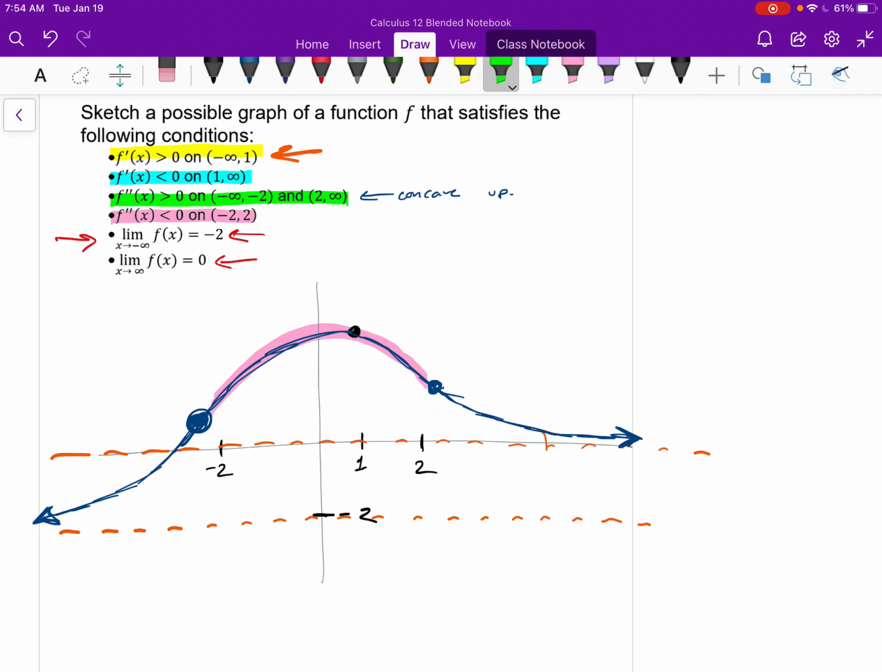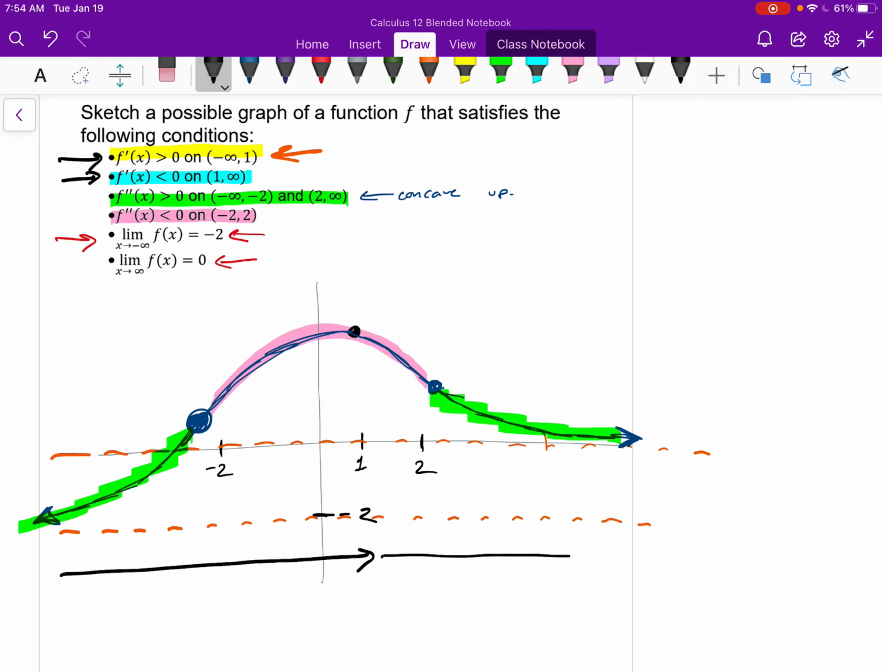It's concave up less than -2. It's concave up greater than +2. But if we look at my very first two constraints, the function is increasing all the way from -infinity up to 1, and it is, and it's decreasing from 1 all the way to infinity. A common mistake is we create extra critical points. And there we go. There's my function. Okay, I'll just label it y equals f of x.